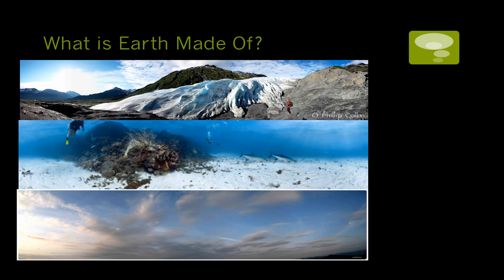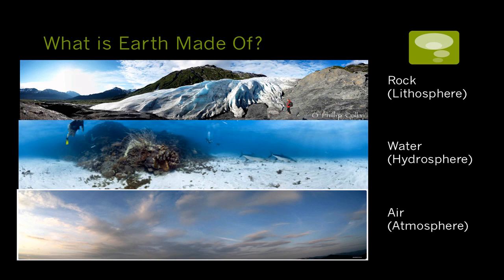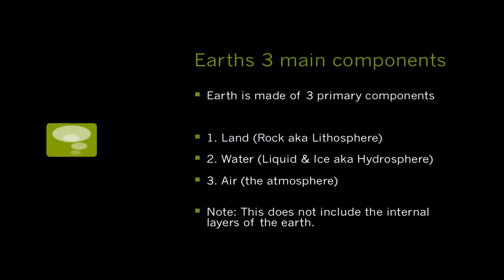Earth is made of three major components. There is the solid rock of the Earth, the liquid and frozen water of the Earth, and then the atmosphere of the Earth. The rock structure is going to be known as the lithosphere, the water known as the hydrosphere, and the air as the atmosphere. So Earth's three main components are the land, water, and air.